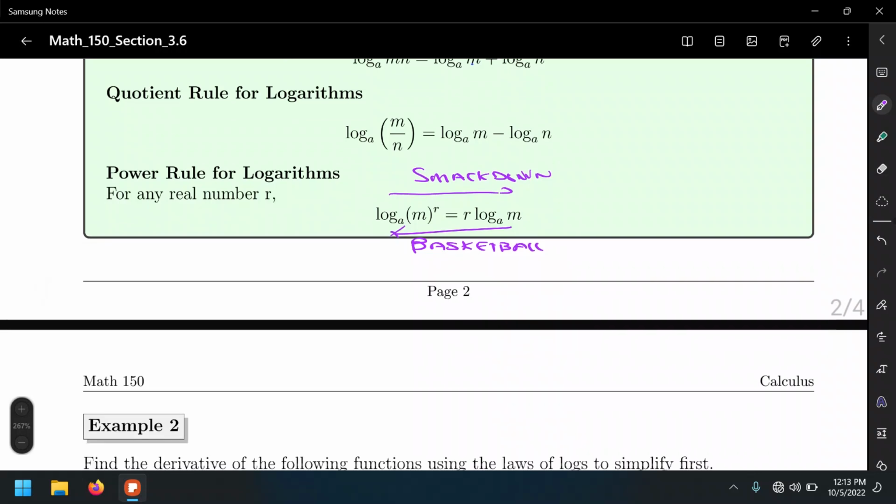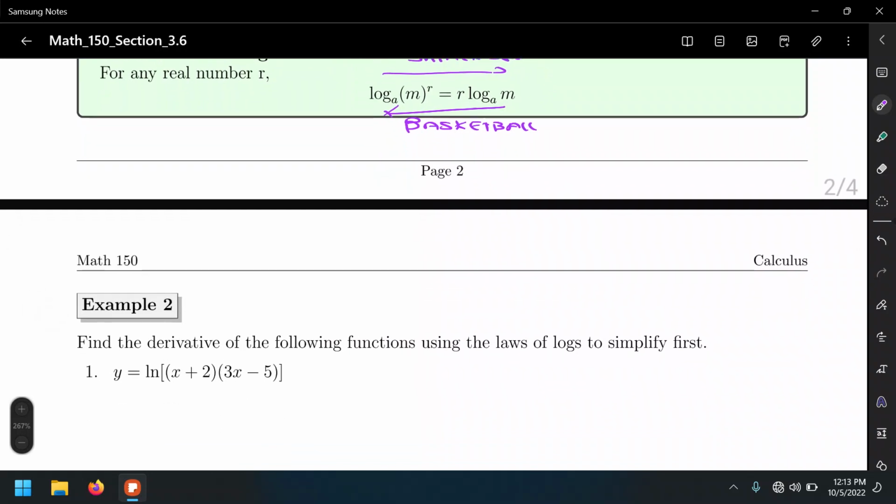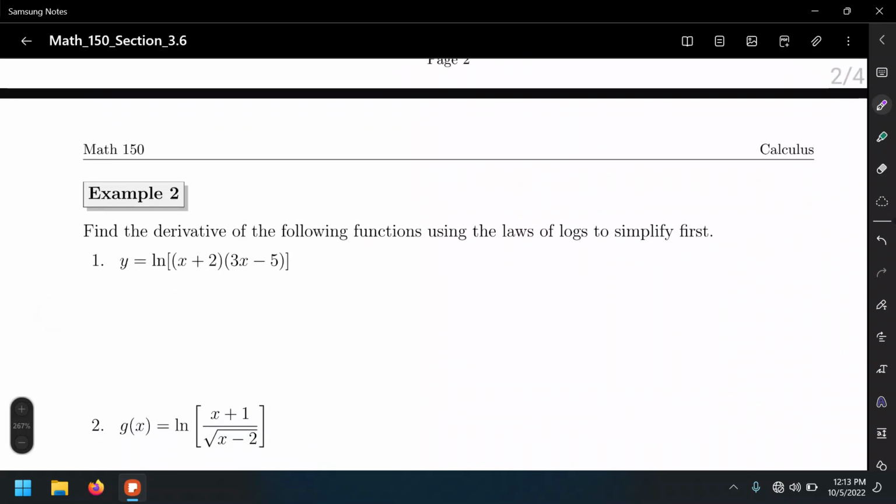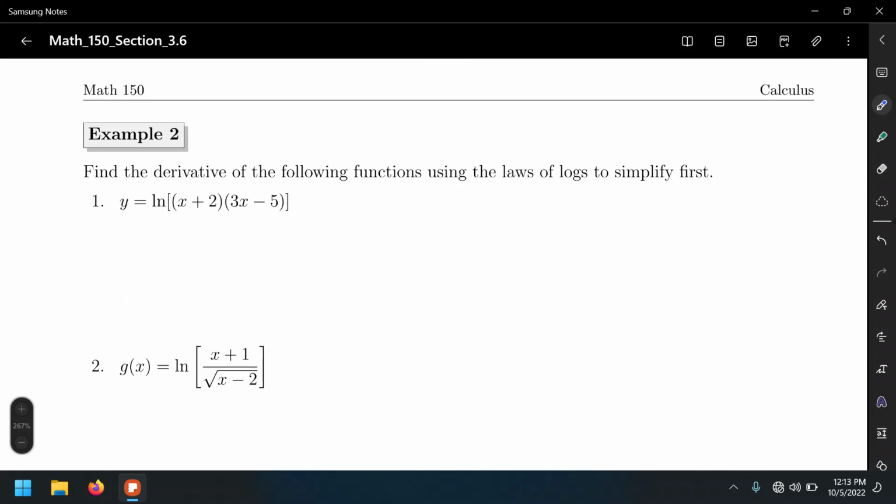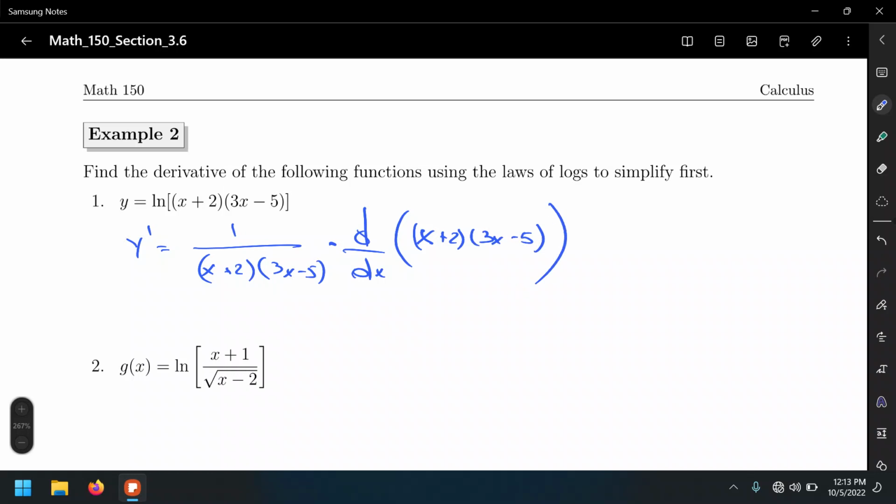So, let's see. Find the derivative of the following functions using the laws of logs to simplify first. Because if you were to do the derivatives of these functions the old way, without using the properties of logarithms, this would have been y prime equals 1 over (x plus 2)(3x minus 5), times the derivative with respect to x of (x plus 2)(3x minus 5). That is the 1 over u times du dx. The first part is fine, it's already simplified, but do you really want to do a product rule here? I don't think you want to do that.